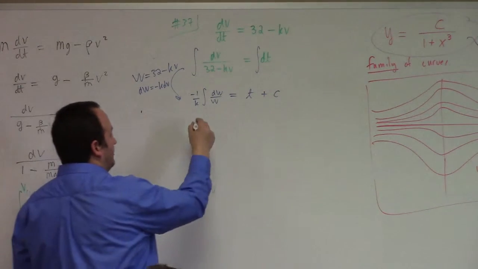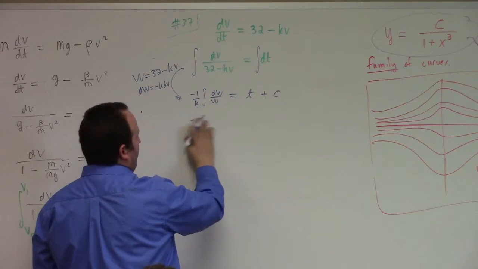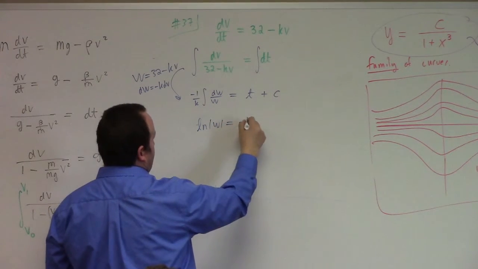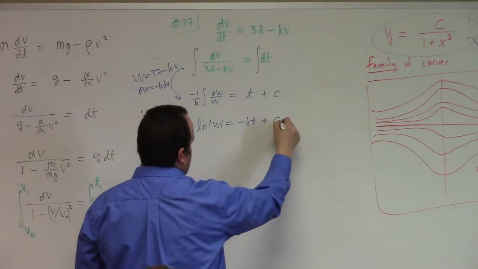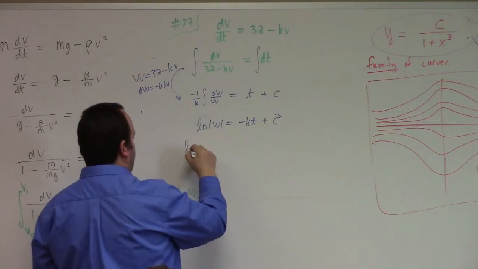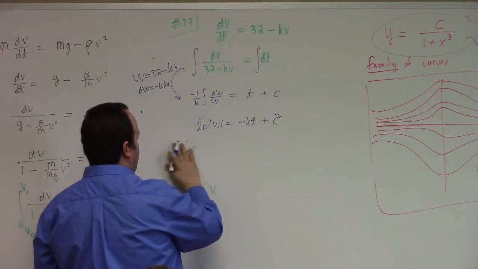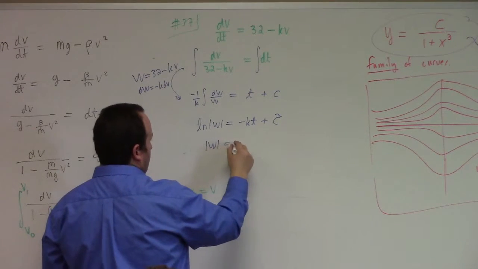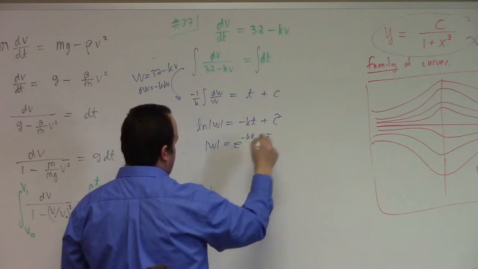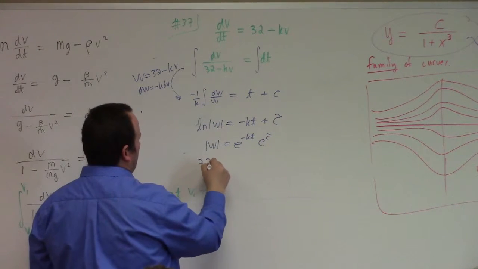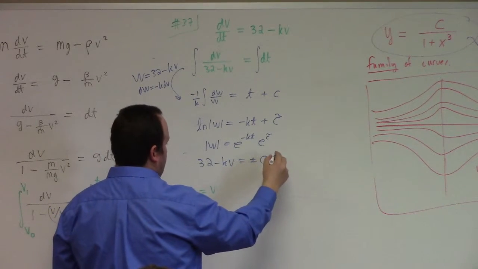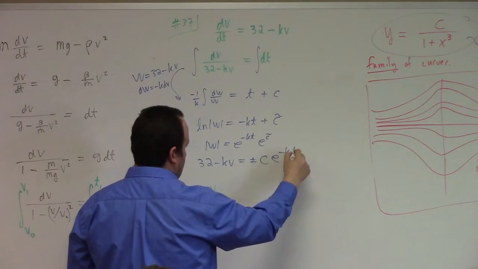So you get minus 1 over k. Well, I'll bring the k over the other side. So I get the natural log of the absolute value of w is equal to minus kt plus, let's say, c tilde. In other words, the natural log of the absolute value, well, fine, we get absolute value w is e to the minus kt times e to the c tilde. So what that gives us is 32 minus kv is plus or minus some constant c times e to the minus kt.